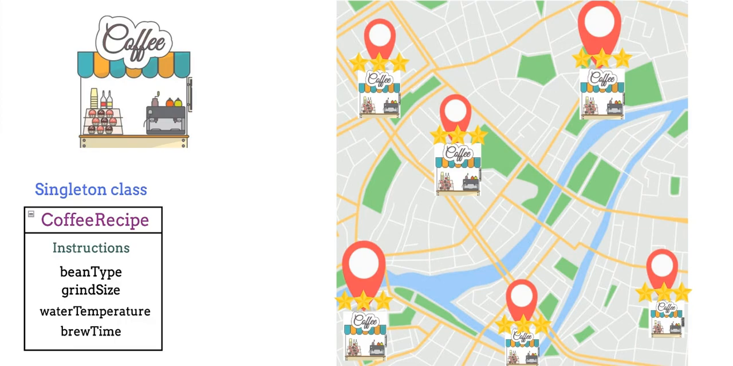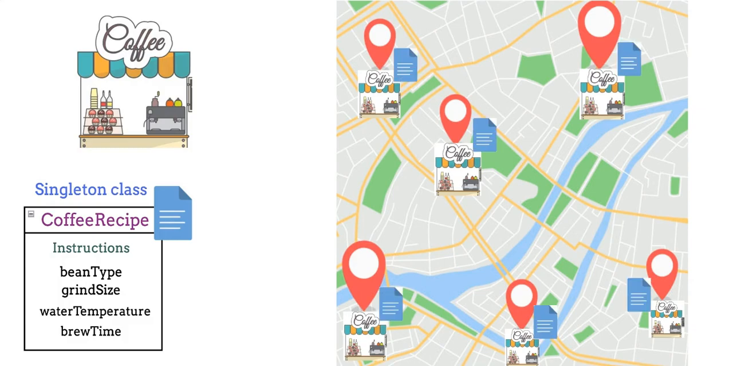Using the singleton pattern, you would ensure that there is only one instance of this coffee recipe class, which would be shared across all your coffee shop locations. This would ensure that every location uses the same recipe and instructions to make coffee, resulting in consistent quality and taste. Additionally, if you ever needed to update the recipe or instructions, you would only need to make changes to the single instance of the class, which would automatically update all locations, rather than having to manually update each location separately.